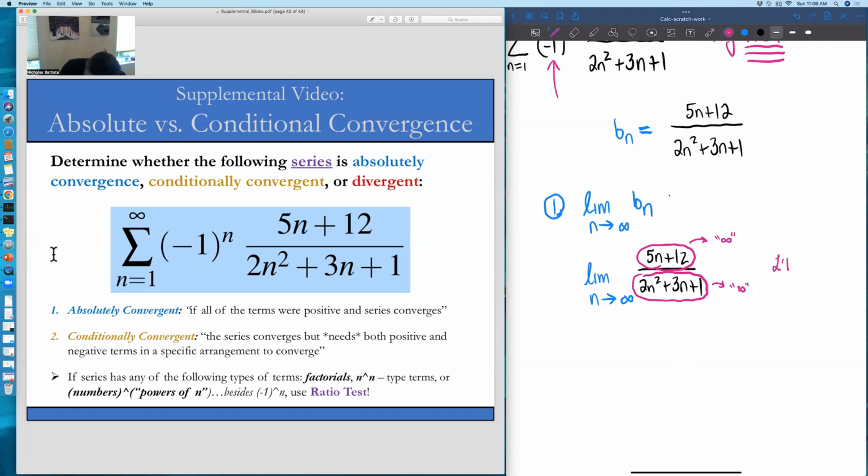So we get to do L'Hopital's. We have the limit as n goes to infinity. Taking the derivative of the numerator with respect to n, we just get 5. Taking the derivative of the denominator, we get 4n plus 3. Now we reevaluate that limit. This was our L'Hopital's step. We take the derivative of the numerator and denominator separately, to assess how fast they're growing instead of the original numerator and denominator. We take the rates of change of each individually to compare.